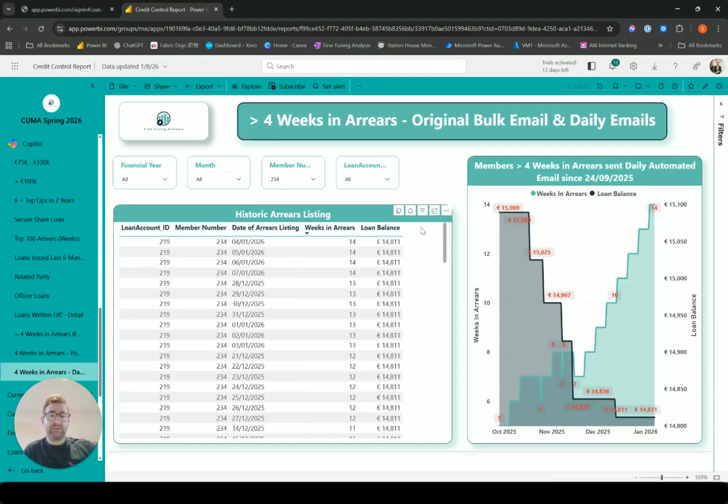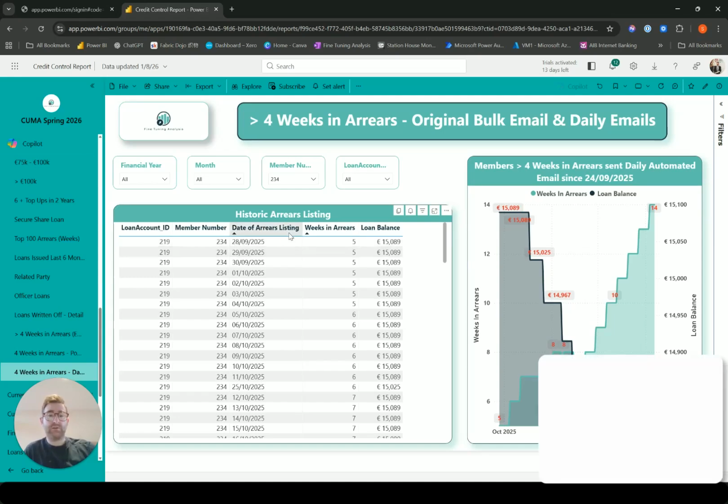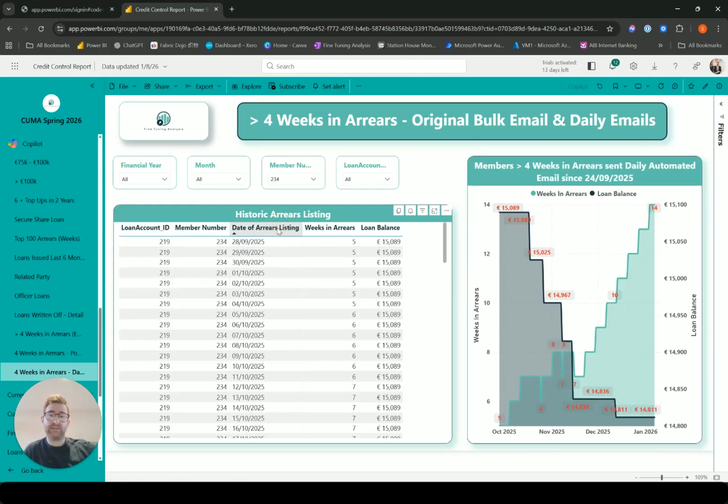What we also have then is the weeks in arrears, and this is a very interesting one because if we click on the weeks in arrears here, we can see this member has gone from 5 weeks in arrears on the 28th of September to, sorry, click this again, 14 weeks in arrears on the 7th of January.